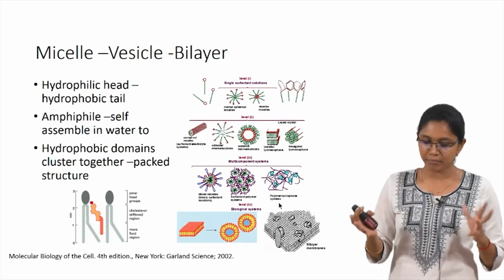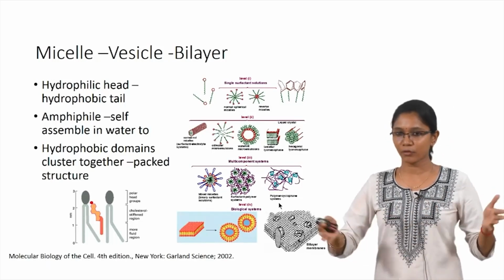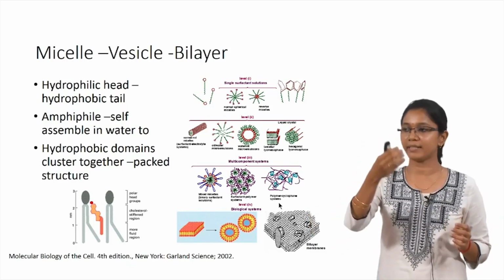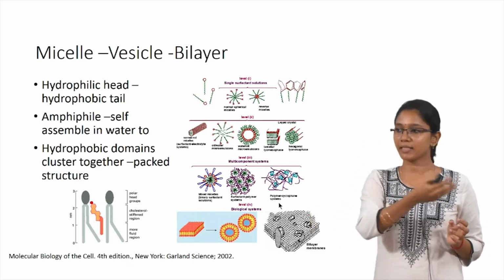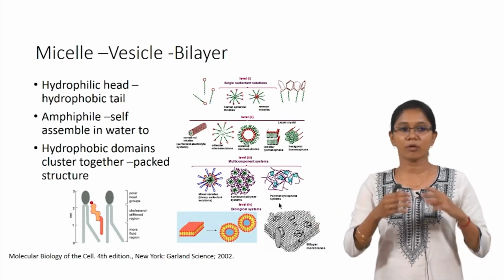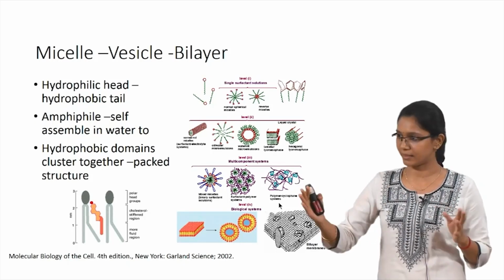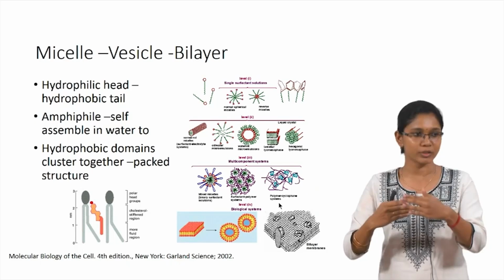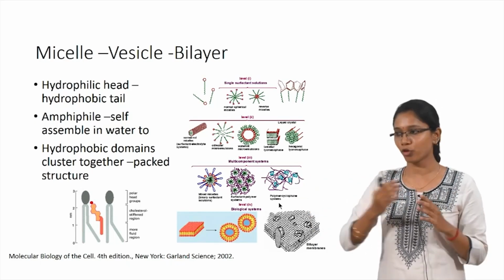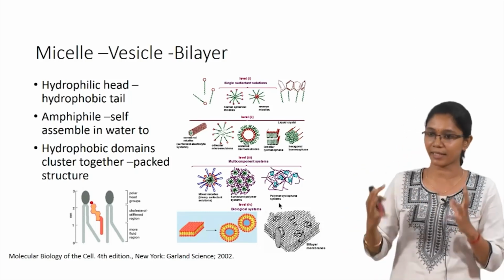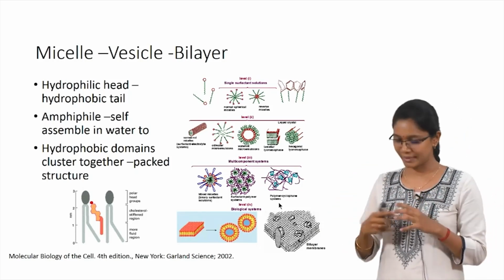And then comes the lipid bilayer. So this is how your monolayer assembly starts. We have a hydrophilic head and a hydrophobic tail, and these molecules, when put in water, start to self-assemble. So either they form a micelle or they form a bilayer. The bilayer is when two hydrophobic tails come together and start packing, forming a bilayer, and then they might also form a vesicle with that bilayer.